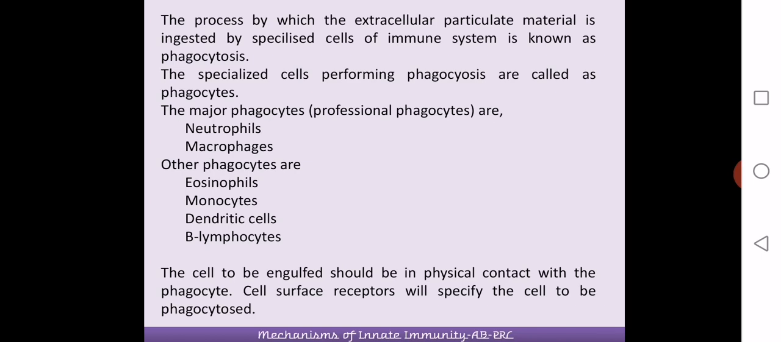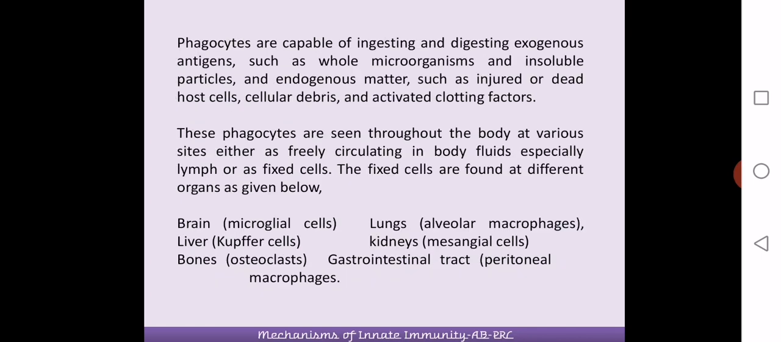The professional phagocytes are the neutrophils and macrophages. They are the principal phagocytic cells of the body. You have to remember that neutrophils are the most concentrated blood cells, right? And macrophages are present in blood and also in tissue spaces. The other phagocytic cells like eosinophils, monocytes, dendritic cells and B lymphocytes can all perform phagocytosis according to the need, right? And one of the very basic needs for phagocytosis is that there should be a physical contact between the phagocyte and the cell or the substance to be phagocytosed.